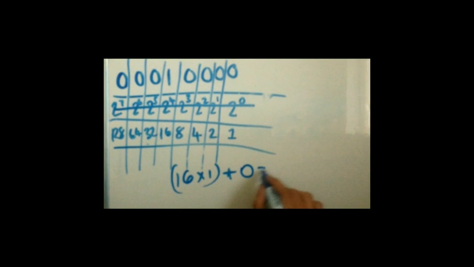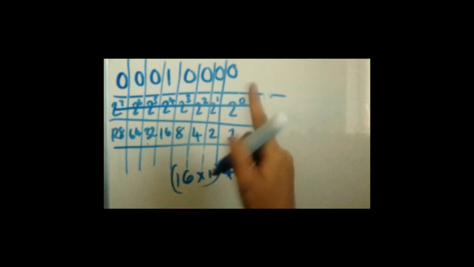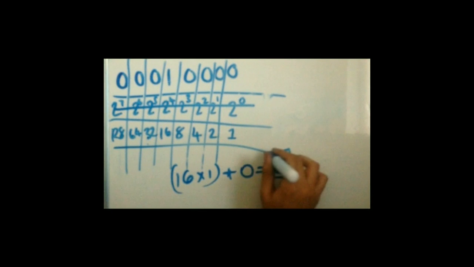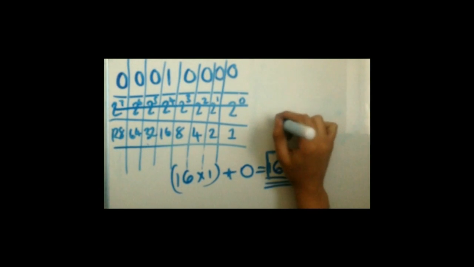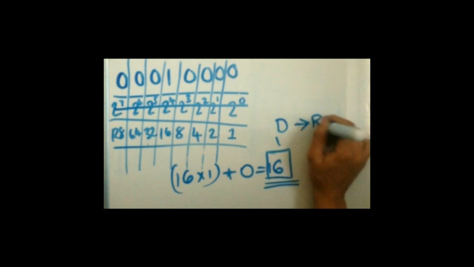What does that equal to, guys? 16. And don't you remember? Isn't this what we started with? Isn't this our decimal number? It is! This is how you convert a decimal to a binary, and then a binary back to a decimal.